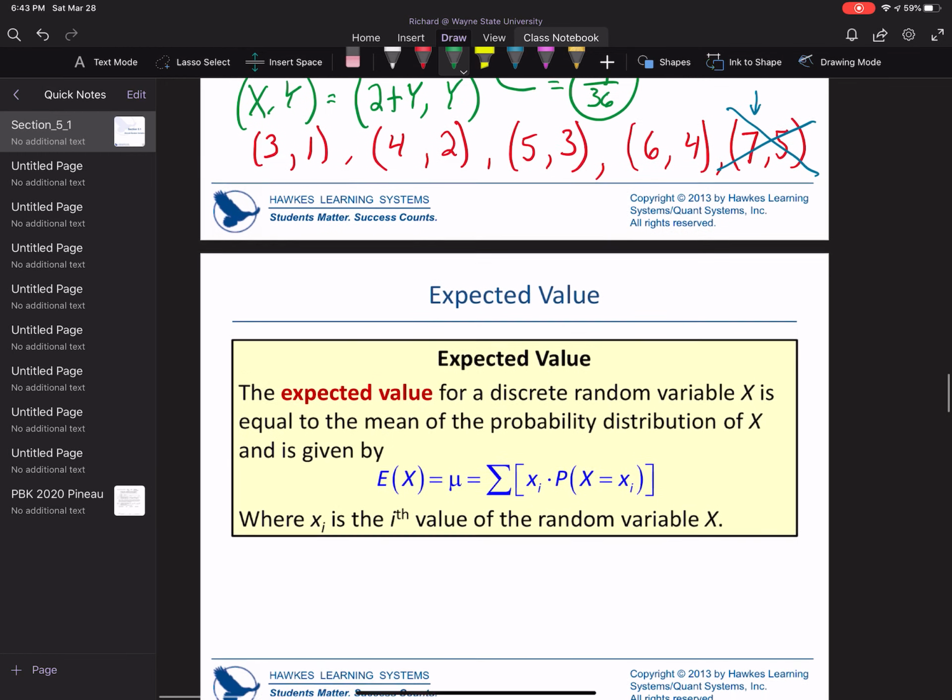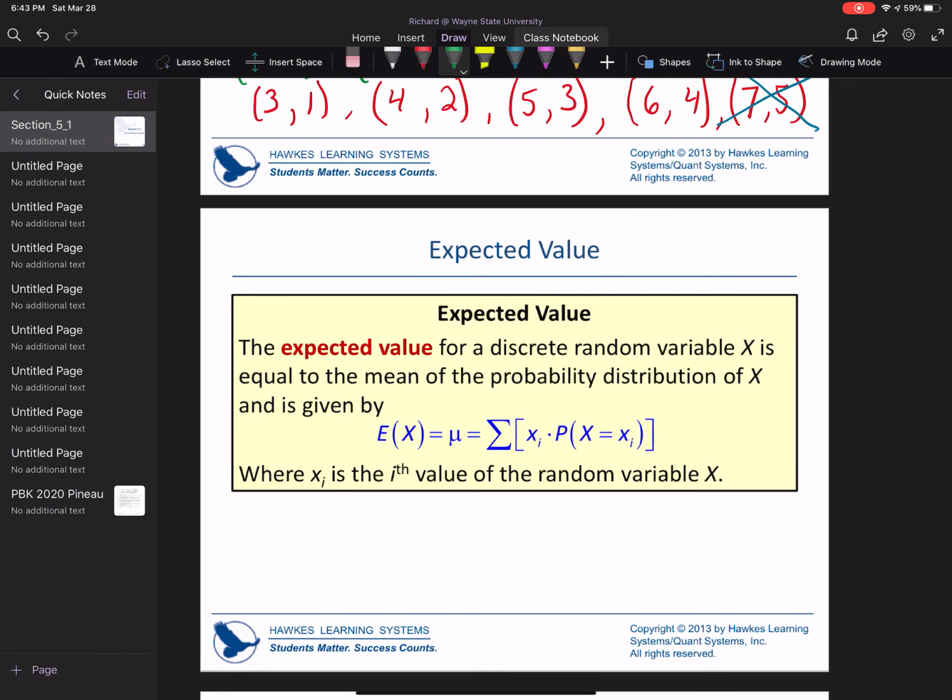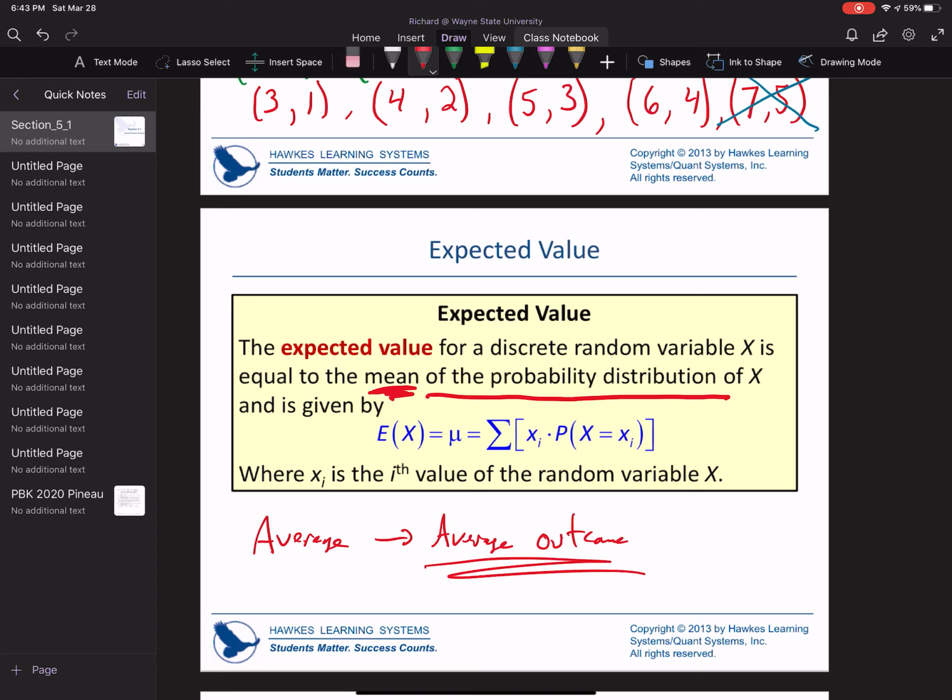Okay, now we're ready for the big part, which is what the expected value is. Let's understand this. The expected value for a discrete random variable x is equal to the mean of the probability distribution. So what does that mean? This means it's an average, and we actually call it an average outcome. That's the cool part here. So it's the average outcome.